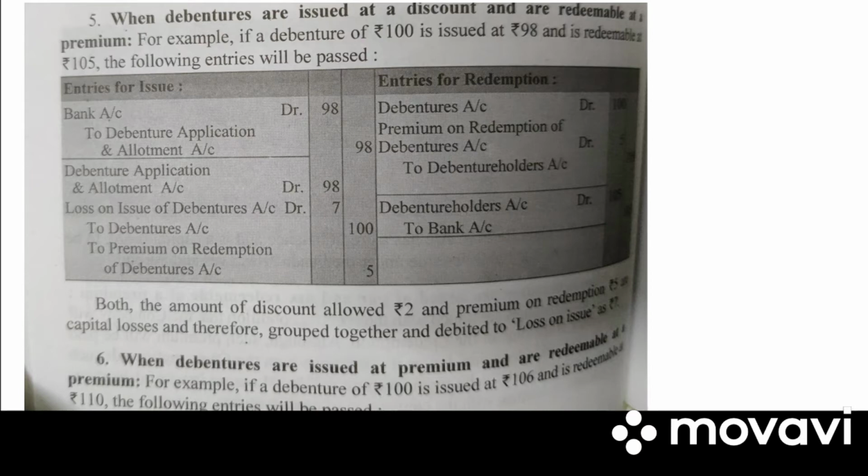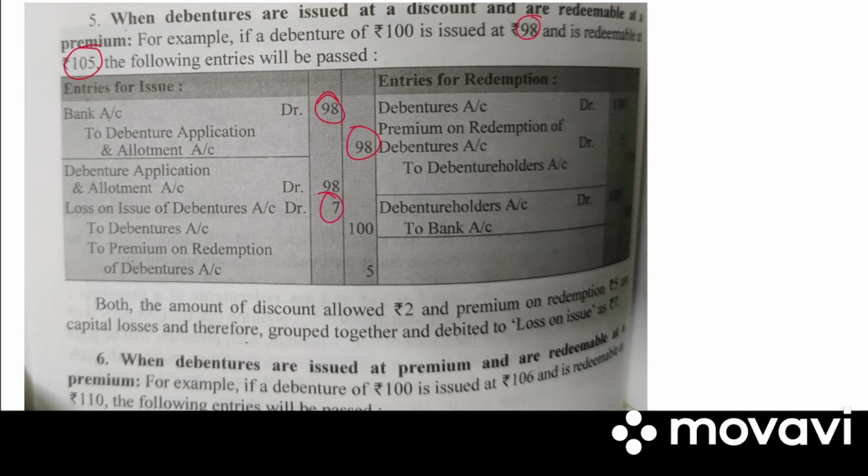So bank account to debenture application and allotment account. How much is it? 98 debit, 98 credit. Then we have debenture application and allotment, loss on issue of debenture. What will be the loss? 2 rupees of discount and 5 rupees of premium. So total of 7 rupees to debenture, to premium on redemption of debenture account.